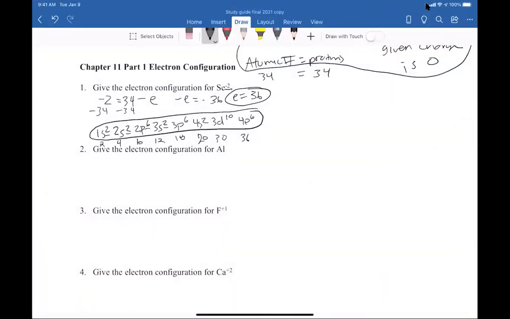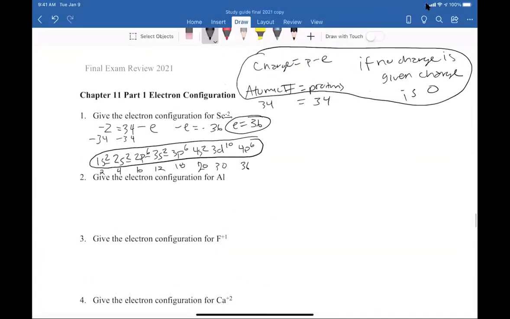Okay, using your reference sheet, because you guys have access to the reference sheet, I want you to try number 3 by yourself, please.